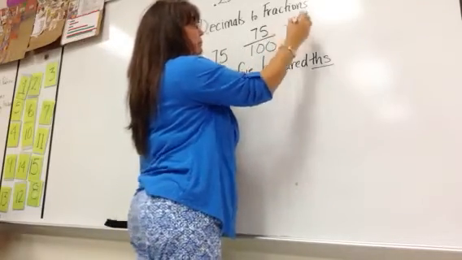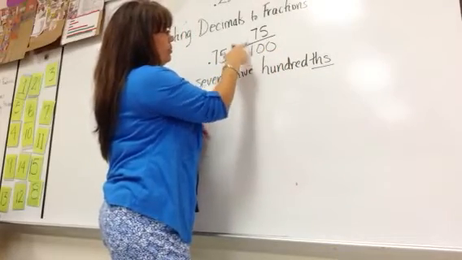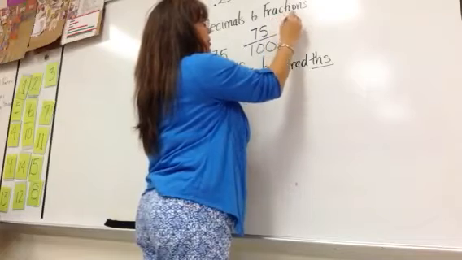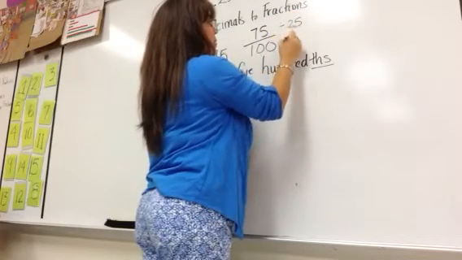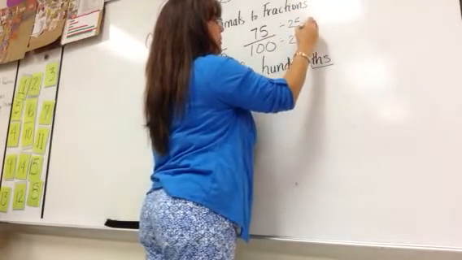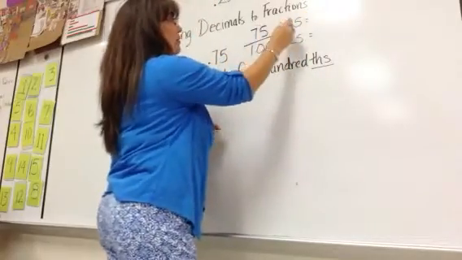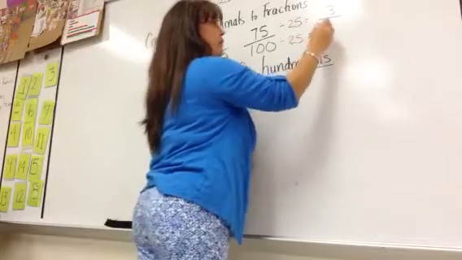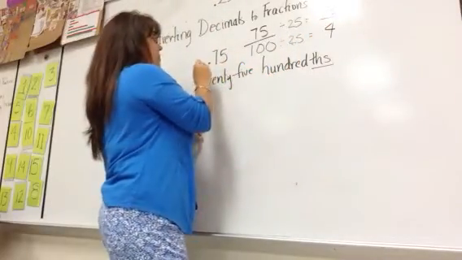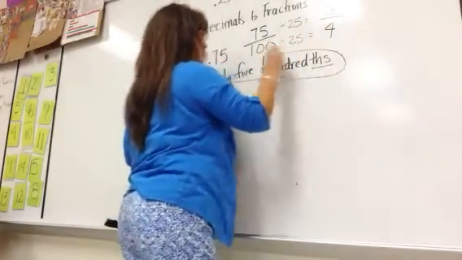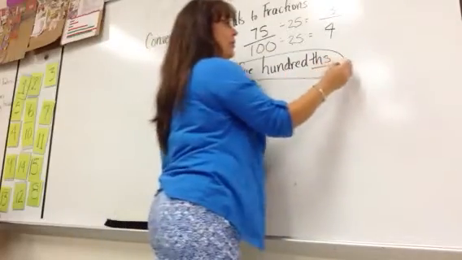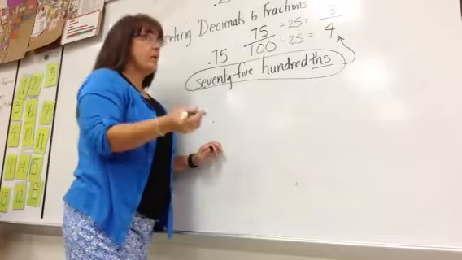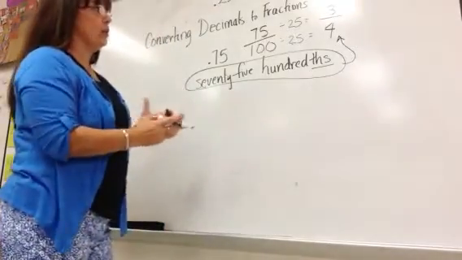Well, let's see. I know that I can put 25 into there and 25 into there. So let me divide the top by 25 and the bottom by 25. So that's going to give me 75 divided by 25 is 3, and 100 divided by 25 is 4. So 75 hundredths is equivalent to 3/4. Okay?